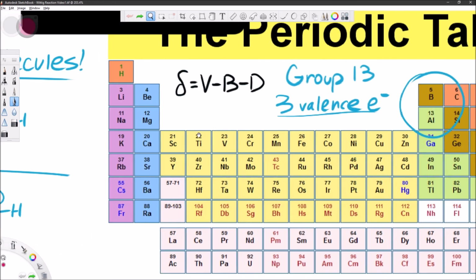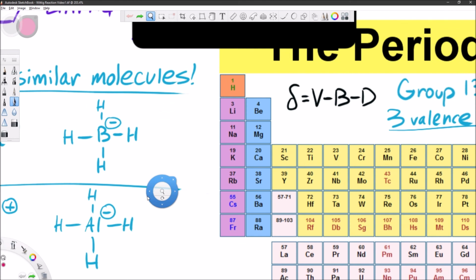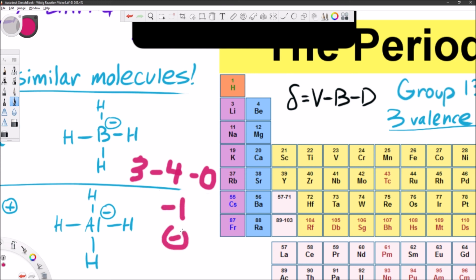I'll just show it on the periodic table. Group 13 have 3 valence electrons. If you're going to do formal charges, because these are negative, let's just write this out. We'll just assume that we don't know what their formal charge is. They have 3 minus 4 minus 0, because there are 0 dots on these. That's negative 1. Thus, we get a negative charge on these.